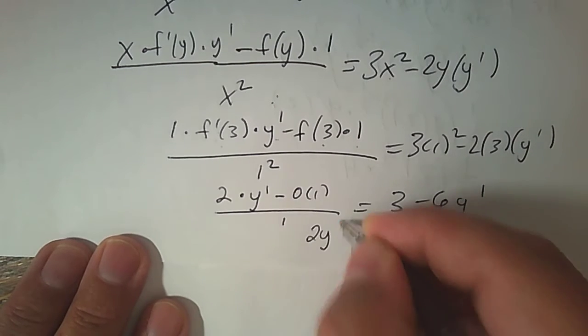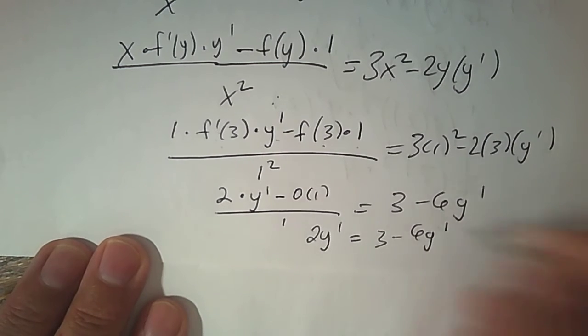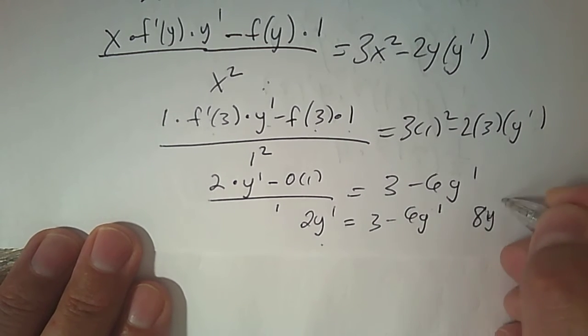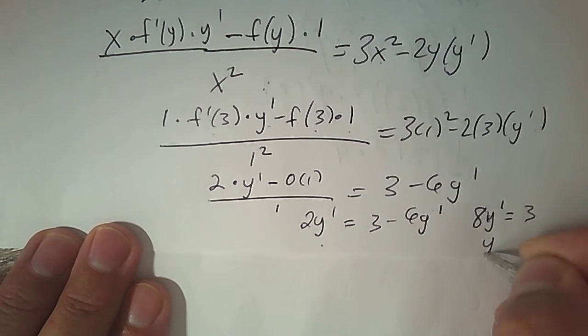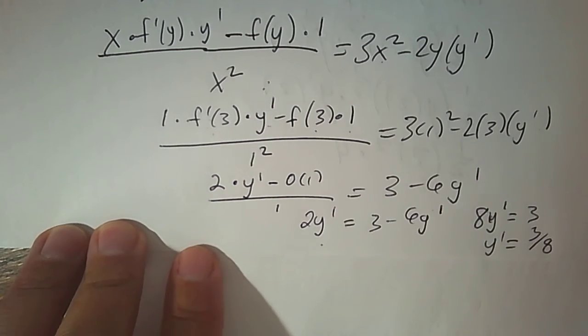So we have 2y prime on the left side. We have 3 subtract 6y prime on the right. So I'm going to get all the y primes together. So I'm going to add 6y prime to the other side. So I have 8y prime equaling 3, and then divide. So the answer is 3 over 8 is the answer that you're looking for.